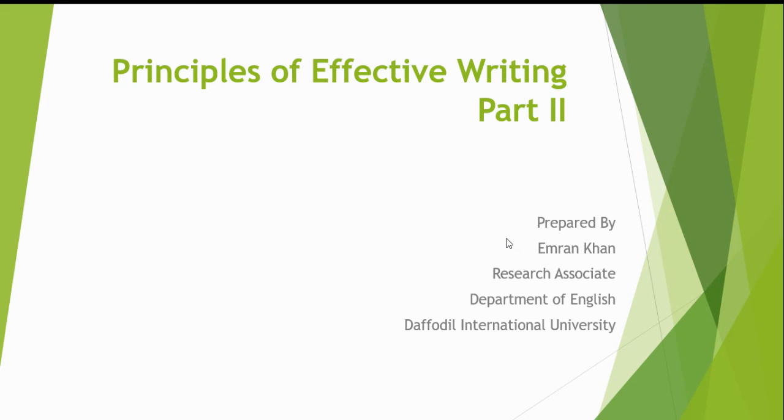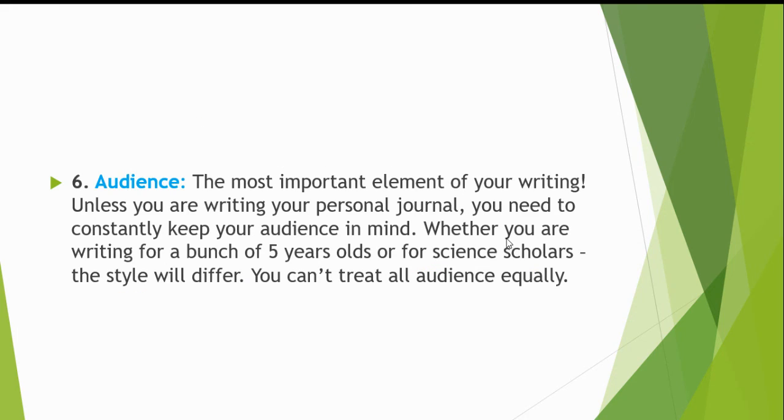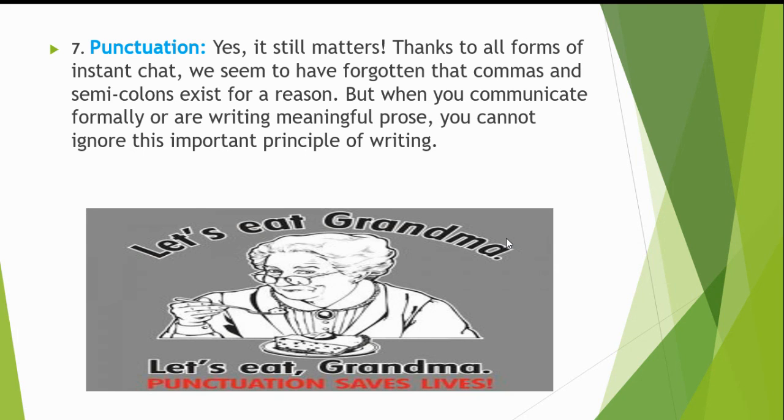So if I sum up today's class, the principles of effective writing part two, the first one is choice of words. So you have to choose simple, relevant, and meaningful words. Then you have to have a clear idea about your audience, to whom you're writing your letter, informal or formal. Then the punctuation.